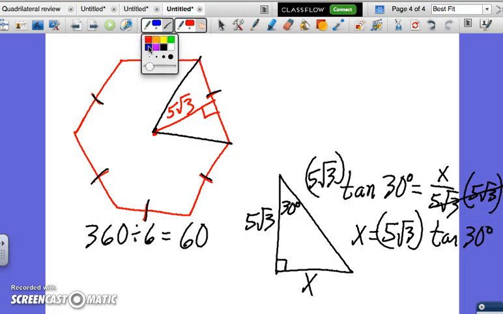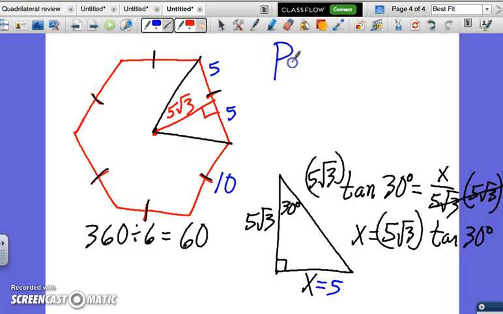Or if you can remember from the first semester special right triangles, the ratio of a 30, 60, 90 is always x, 2x is the hypotenuse, and the 60 is x root 3. You're going to find that this is 5. So x is 5, short and sweet. So if this is 5, this is 5, each leg here has to be 10. So the perimeter is going to be 10 times 6. So the perimeter is 60.